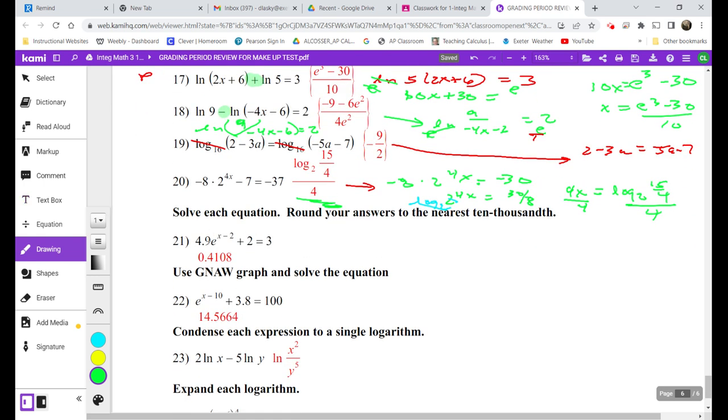Same idea with this one, except you're going to put it in a calculator. We're going to move the 2 over. And so we're going to get 4.9 e to the x minus 2 equals 1. And we're going to divide both sides by 4.9. So we get e to the x minus 2 equals 1 divided by 4.9. What's the inverse of e? It's the natural log. That cancels. So we're going to get x minus 2 equals the natural log of 1 divided by 4.9. And then we add 2 to both sides, and plug that into the calculator, and it'll give you an answer.